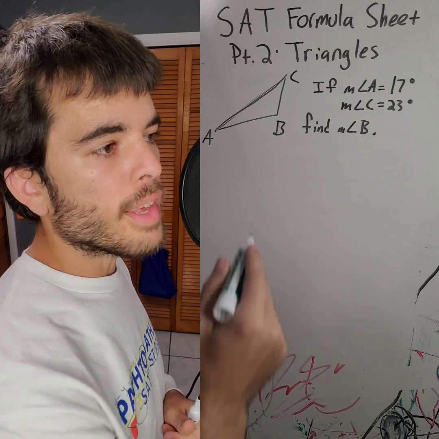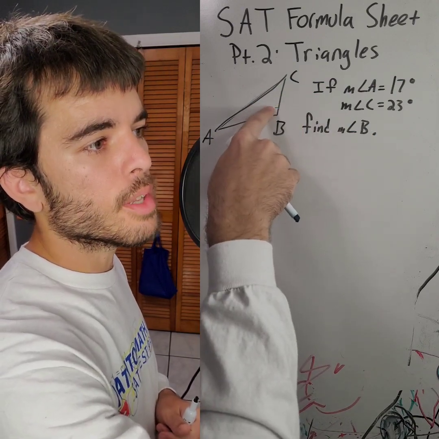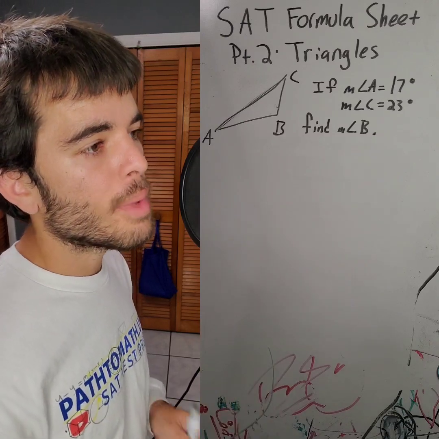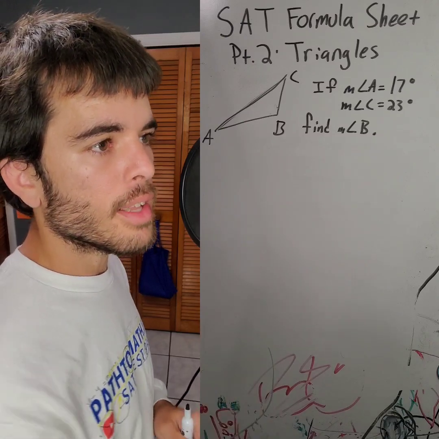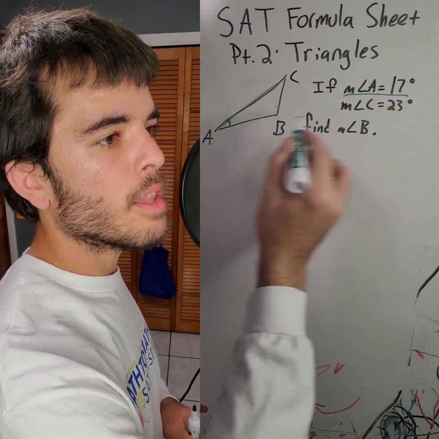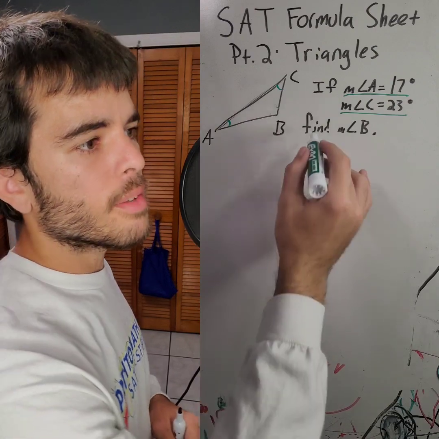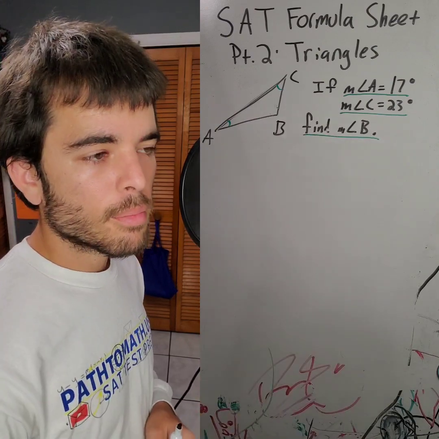In this problem, we can't assume that this is a right triangle. They did not give us a box in that corner, so don't assume any angles just based on the diagram. They told us 2 angles. The measurement of angle A is 17, and the measurement of angle C is 23. Now, they want us to find the measurement of angle B.